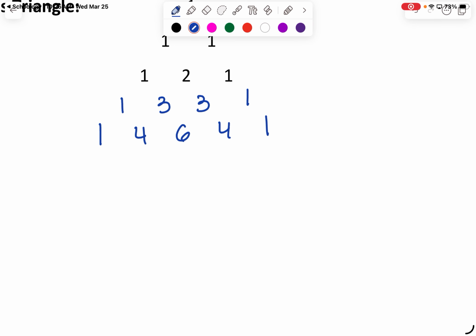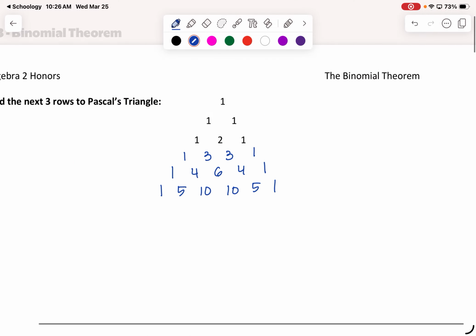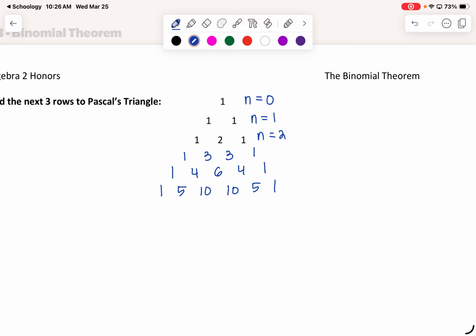And also notice they're symmetric. So once you get to the middle, you can just repeat the pattern also. 1, 5, 10, and then I'm repeating the pattern, 10, 5, 1. Okay. All right, so that's good enough. We can add more to it if we need it for later, but then also this is for when n is equal to 0. This is n is equal to 1, n equals 2, n equals 3, n equals 4, and n equals 5.